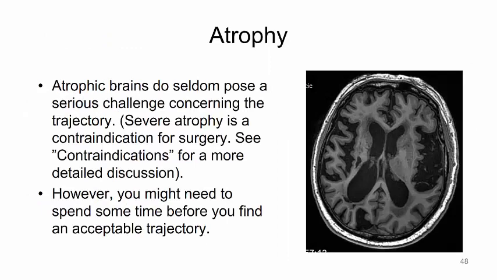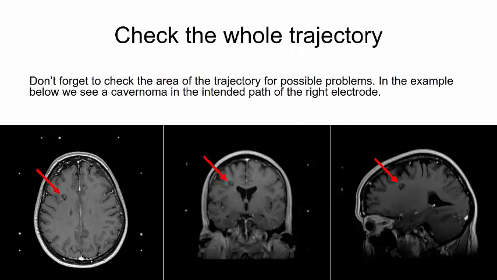Regarding atrophy, an atrophic brain seldom poses a serious challenge concerning the trajectory. Severe atrophy is of course a contraindication for surgery, as is discussed in contraindications. However, in the atrophic brain, you might need to spend some time before you find an acceptable trajectory. Remember to check the whole trajectory for possible problems. In the example below, we see a cavernoma in the intended path of the right electrode.